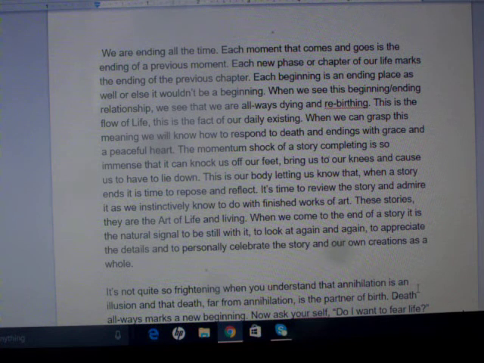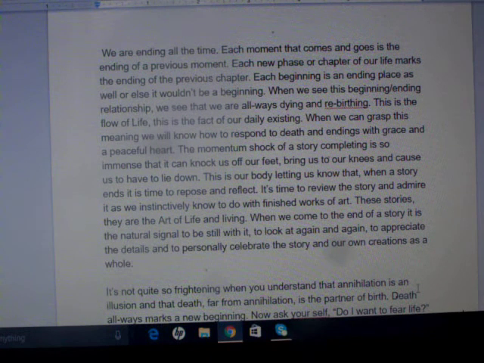When we can grasp this meaning, we will know how to respond to death and endings with grace and a peaceful heart. The momentum shock of a story completing is so immense that it can knock us off our feet, bring us to our knees, and cause us to have to lie down. This is our body letting us know that when a story ends, it is time to repose and reflect. It is time to review the story and admire it as we instinctively know to do with finished works of art. These stories, they are the art of life and living.